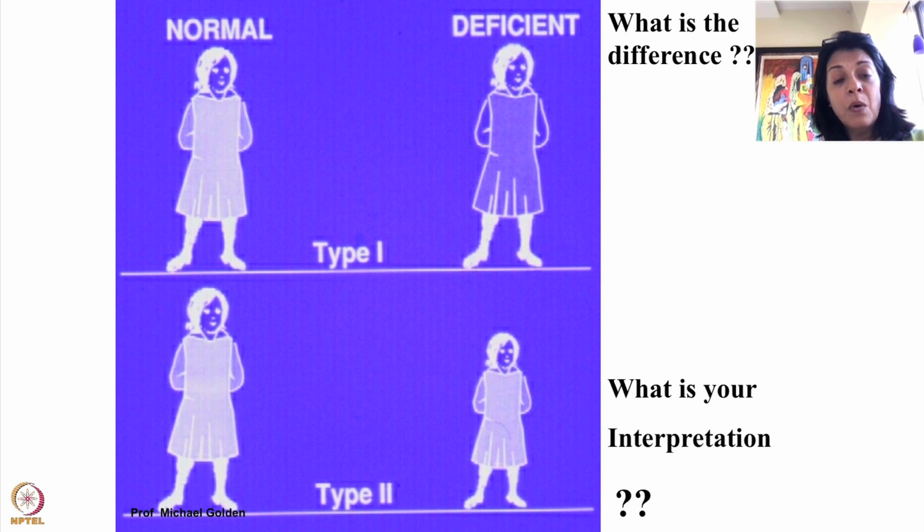But what happens, you see the symptoms of type 1 deficiency. So here, because the child is iron deficient, you see a child who is probably pale. Okay. Now look at the type 2 deficiency.